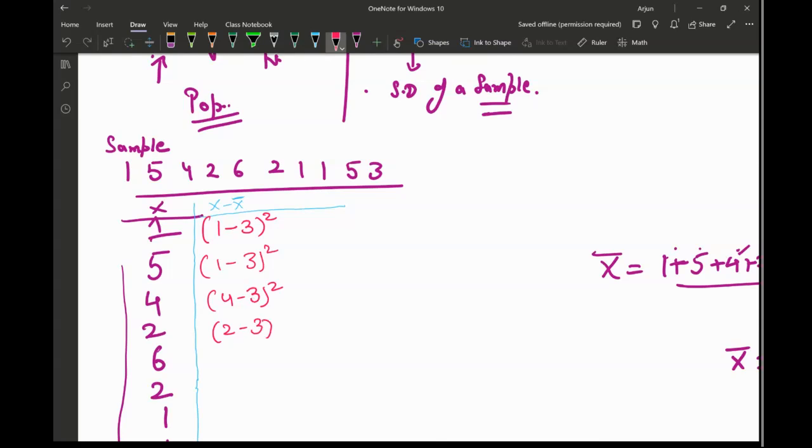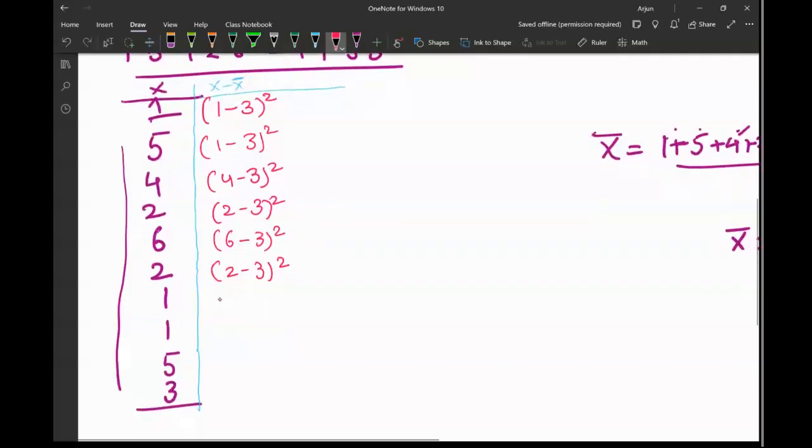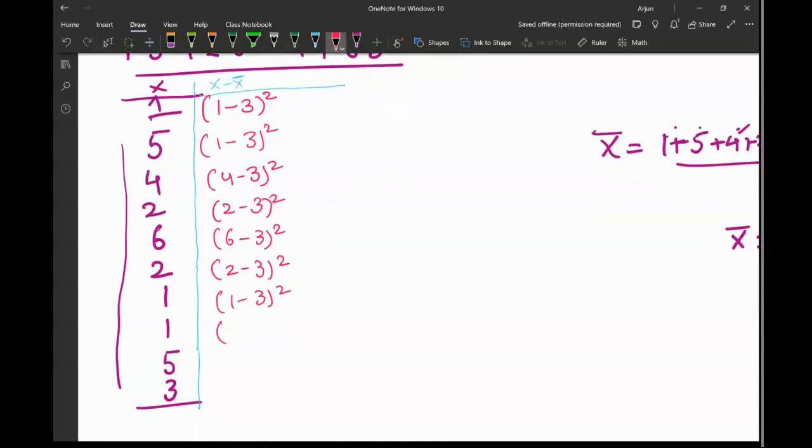3 here, 3 here, 3 square, then 6 minus 3 square, 2 minus 3 square, 1 minus 3 square, 1 minus 3 square, 5 minus 3 square, 3 minus 3 square. If I calculate these numbers, this will be 1 minus 3 is negative 2, 2 square is 4, this is again 4, 4 minus 3 is 1, 1 square is 1, this is 1, because negative 1 square is positive 1. And this squaring will always give you a positive number. So you don't need to worry about the negative sign.